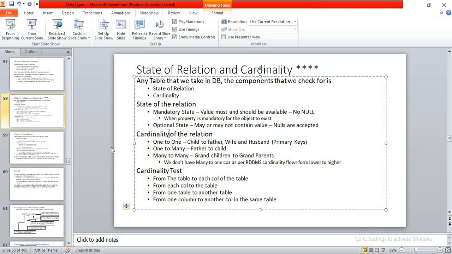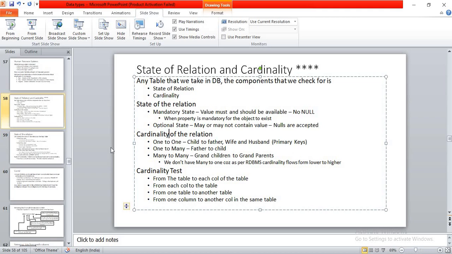Now, we'll always check cardinality from column to the table. For every column to the table, what is the cardinality? And from one table to another table, what is the cardinality? And from one column to another column in the same table, what is the cardinality? So why do we test these cardinalities? Testing these cardinalities is very important while doing normalization and also while doing joins. These cardinalities play a big role when you are doing joins.